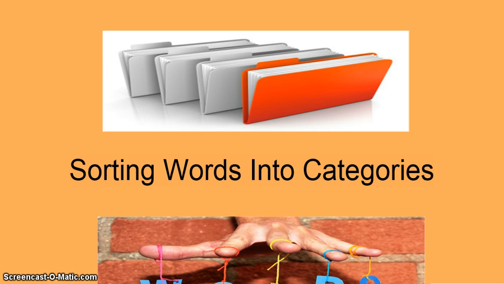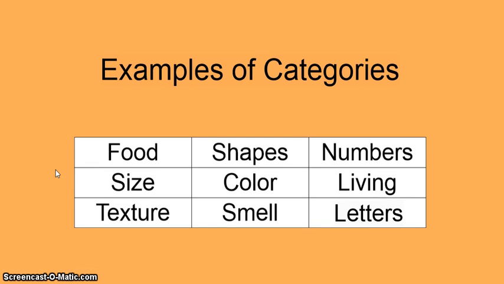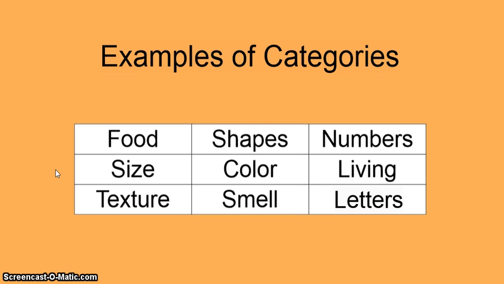The next standard is sorting words into categories. This one is another chart where you can explain that there are many different types of categories. Some examples are food, shapes, numbers, living, color, smell, and size. You can ask them what would fit into the categories. So for food, you could say pizza, hamburgers, or hot dogs. For color, you can say pink, blue, green. And you can ask your students if they can think of anything else.